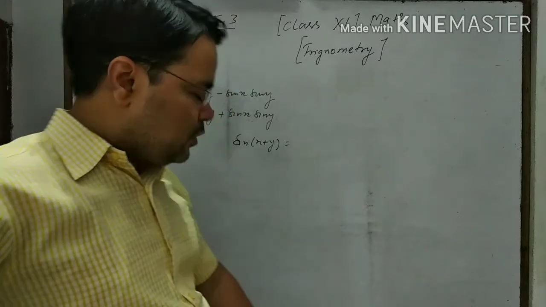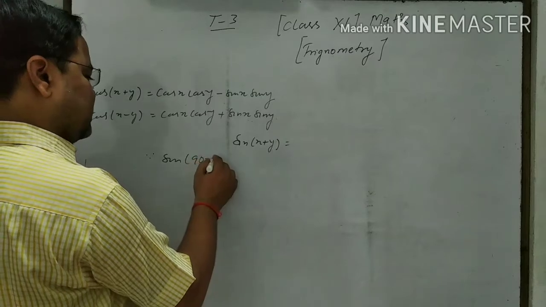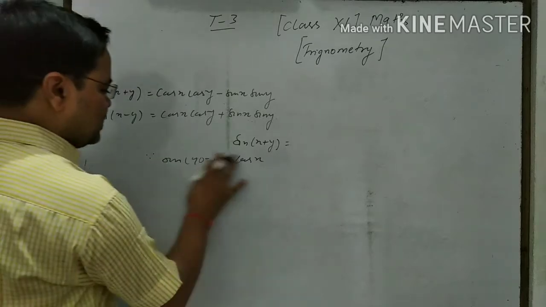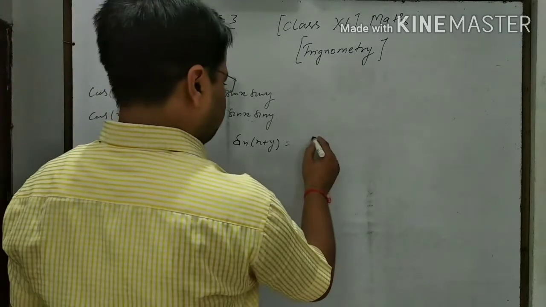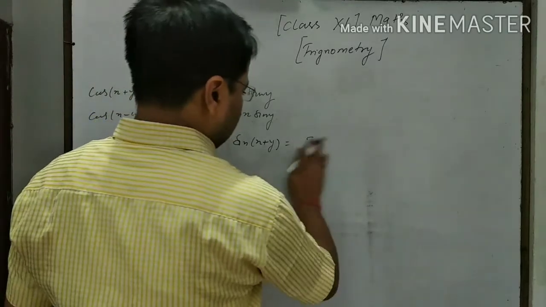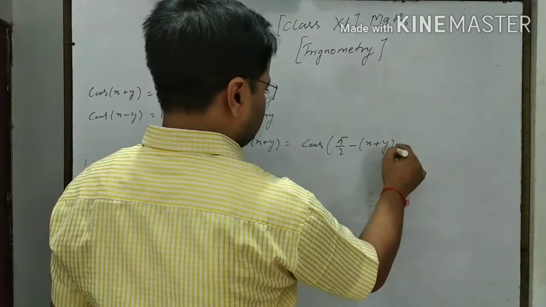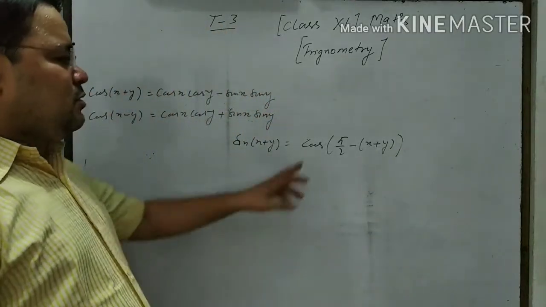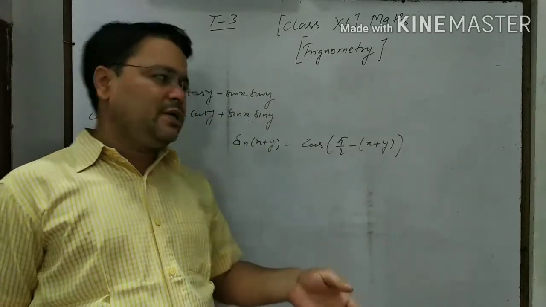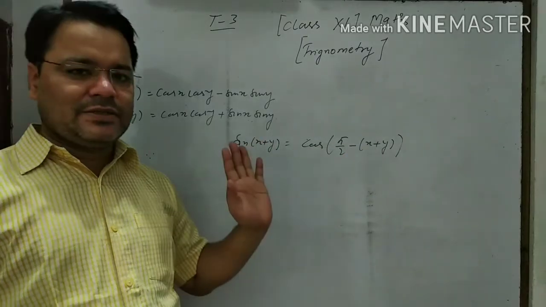Sin(x+y), we know that sin(90 - x) is equal to cos x. Very simple, we use this concept. So here sin(x+y) can be written as cos(pi/2 - (x+y)). Can we write it? Any problem? Because cos(90 - theta) is sin theta in the first quadrant, and in the first quadrant our trigonometrical values will be positive, so cos(pi/2 - theta) will be like this.